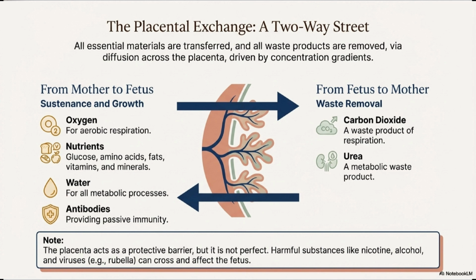Now, this is a classic exam topic, so let's get this crystal clear. The placenta is a master of exchange. As the slide shows, all the good stuff, like oxygen, nutrients like glucose and amino acids, passes from the mother's blood to the fetus's blood. And in the other direction, all the waste products, like carbon dioxide and urea, pass from the fetus back to the mother so she can get rid of them.